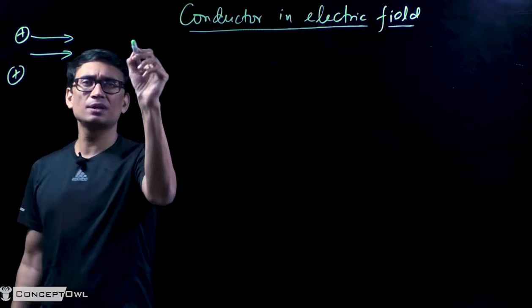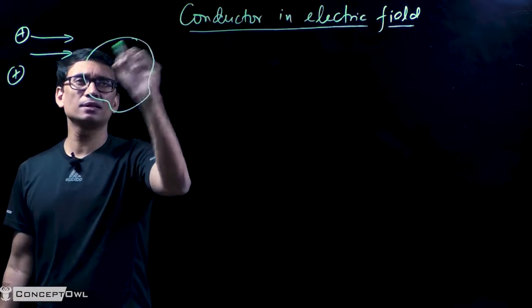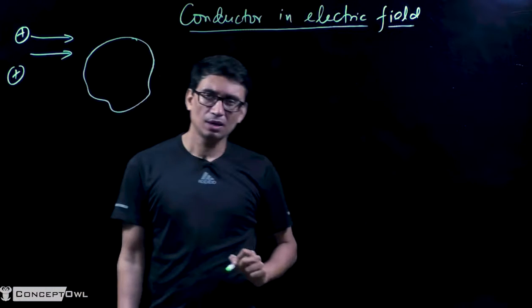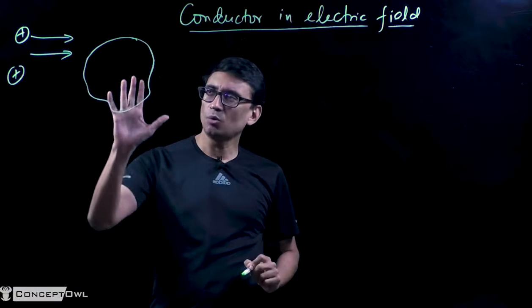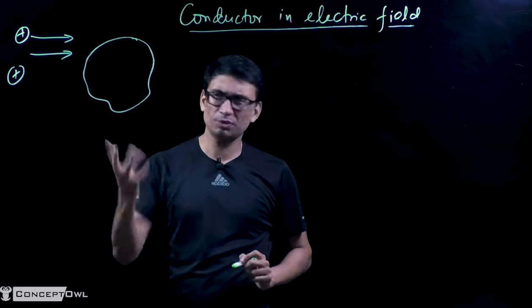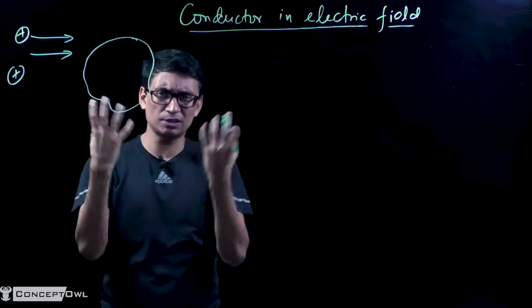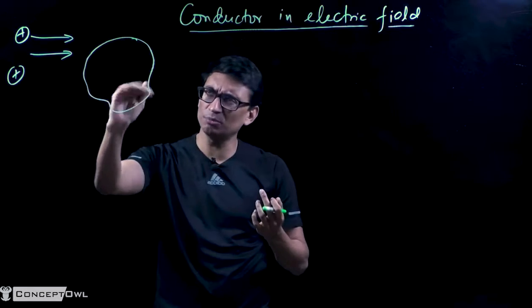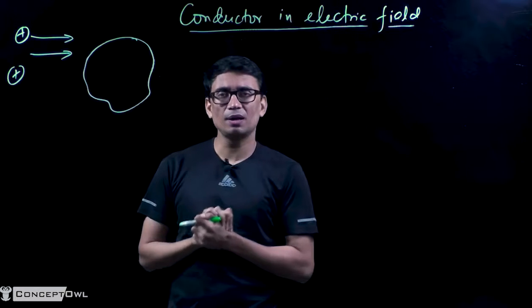Now let's say there is a piece of metal. Now the question is, what will be the field? What will be the electric field inside the metal? I've taken an irregular surface. You could take a ball or something, but I want to take a more generic case.